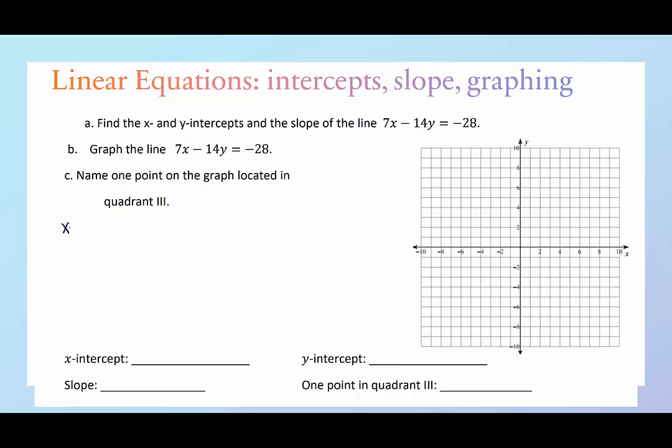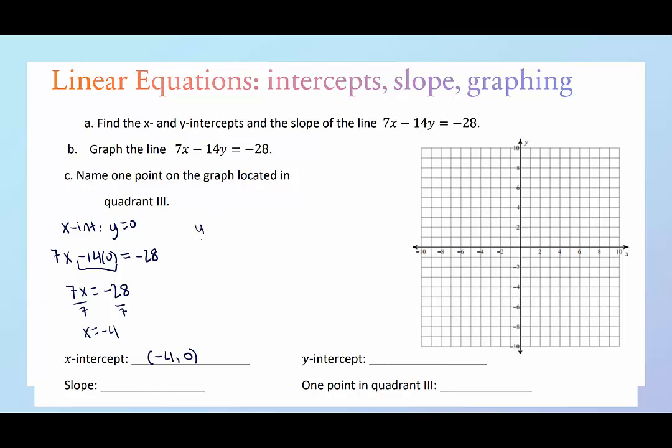If we're going to find an x-intercept, that means we want to plug in 0 for y. So this would give us 7 times x minus 14 times 0, because we're substituting in 0 for y, equals negative 28. This whole thing turns to 0, and subtracting 0 from 7x will just give us 7x. So we get 7x equals negative 28. We divide both sides by 7, and we get x equals negative 4. When I write this out, I like to actually write the entire point. So the entire point is negative 4 is x and 0 was y.